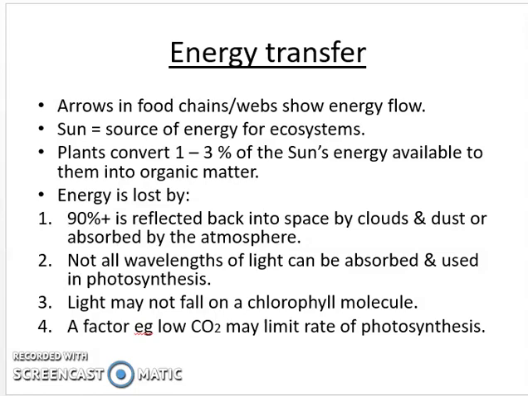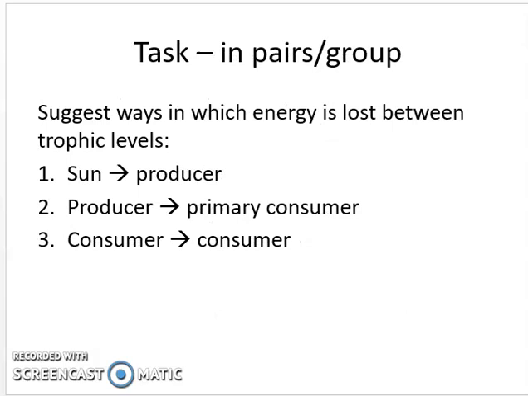Light might not fall on a chlorophyll molecule. So plants aren't just leaves, there are stems, and there are some plants that are adapted to have chloroplasts with chlorophyll in their stem, like cacti are adapted like that. But quite a lot of plants have just got them in the leaves, so if the light doesn't fall there, then it's not going to do photosynthesis. There might be some other limiting factor, so if there are low carbon dioxide levels, it's going to limit the rate of photosynthesis as well. But 1 to 3 are the main ones that I see. So that answers your first one.